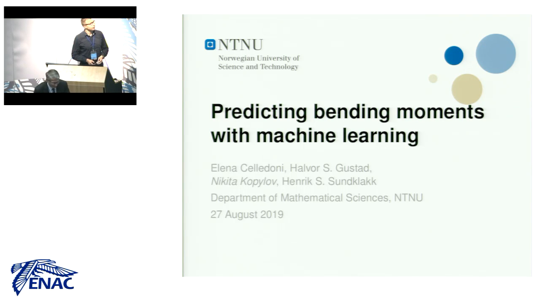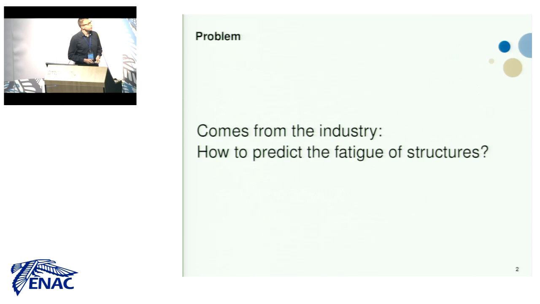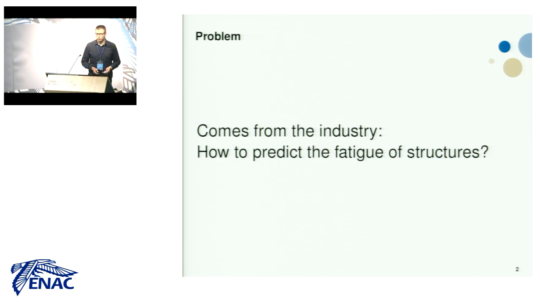The introduction. My talk will be a bit more applied than the previous ones, and I will talk about predicting bending moments of slender structures. This problem basically comes from the industry. As you know, I believe, Norway has a bit of oil. So the oil companies would like to assess the wear of their structures which raise the oil from the seabed. A more general formulation of this is: how do we predict the fatigue of slender structures?